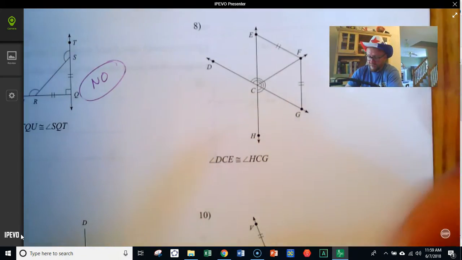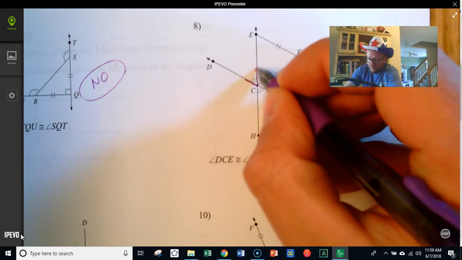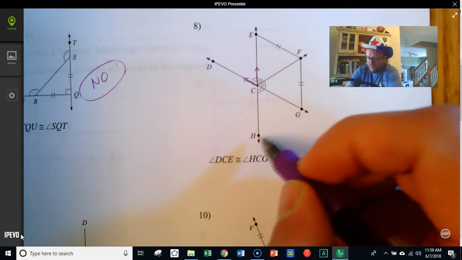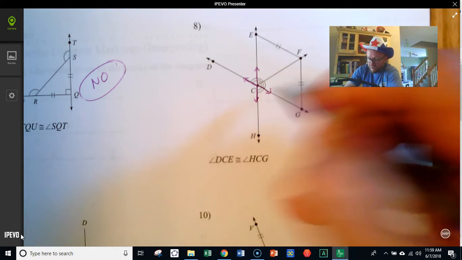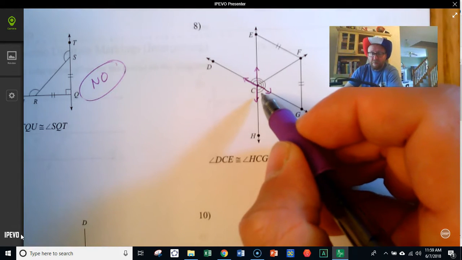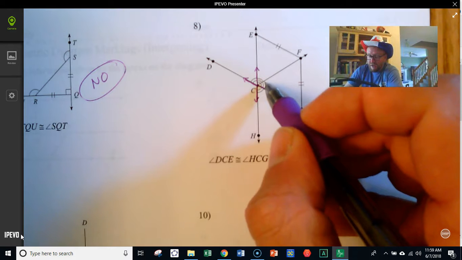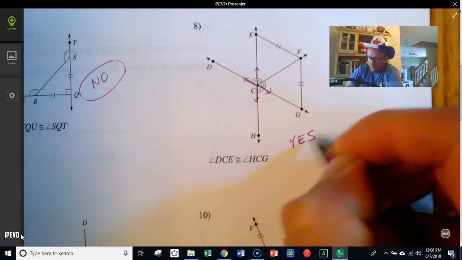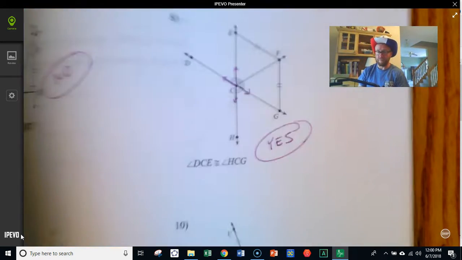All right, let's see. DCE, that's this angle right here, is congruent to HCG, and that's this angle right here. And you notice that they're vertical angles. You'll also notice that they're marked with a double arc, as opposed to these two small ones up here, which are marked with triple arcs. These two angles up here are congruent. These two angles right here are congruent. So yes, if they're marked with the same number of arcs, then they are congruent.